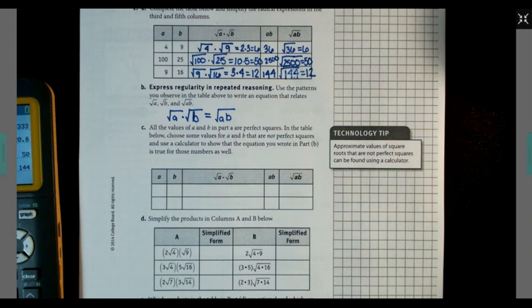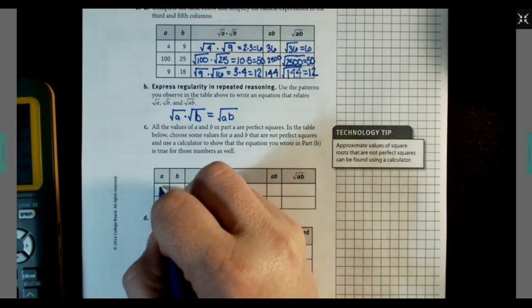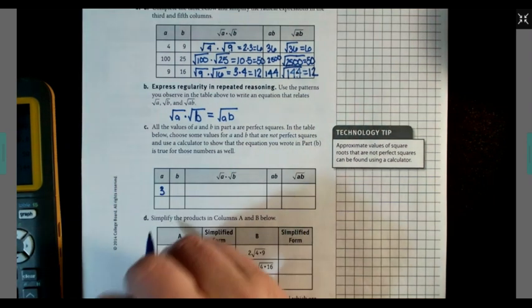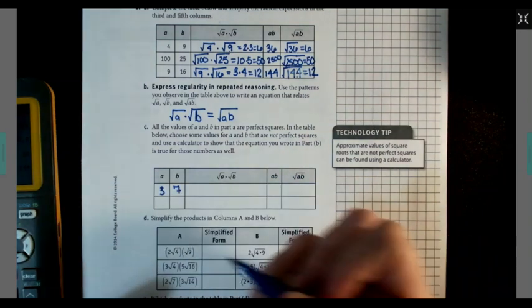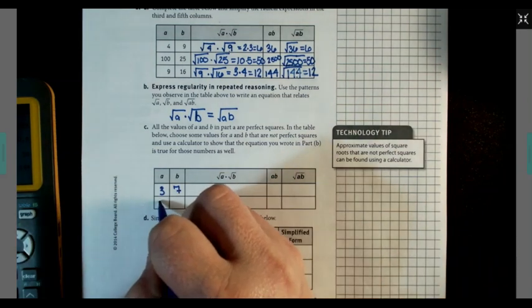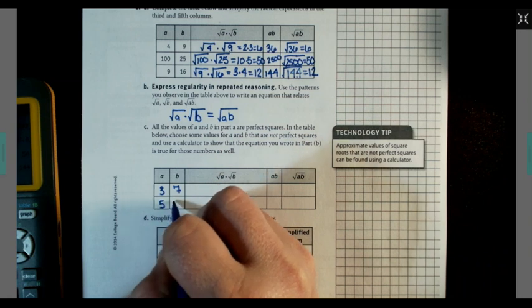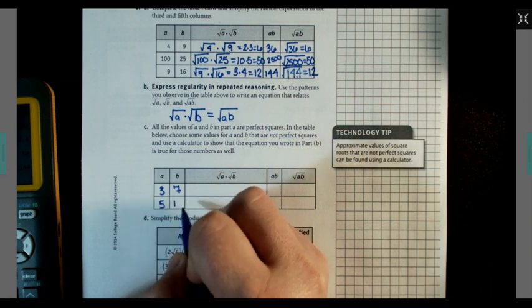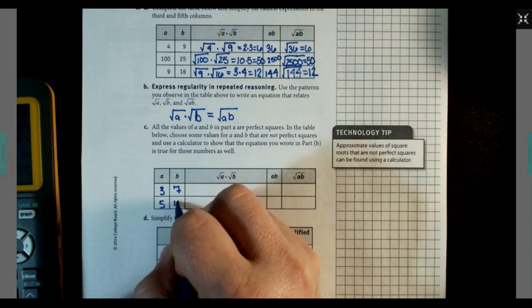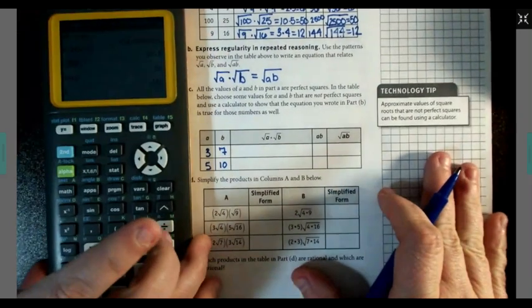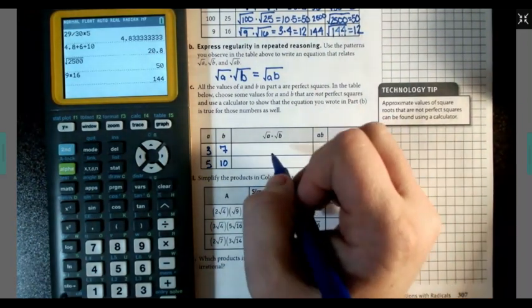All of the values of A and B in part A are perfect squares. In the table below, choose some values for A and B that are not perfect squares, and use a calculator to show that the equation you wrote in part B is true for those numbers as well. So I'll go with 3, 7. Here I'm going to go with 5, and I'll even do 10.